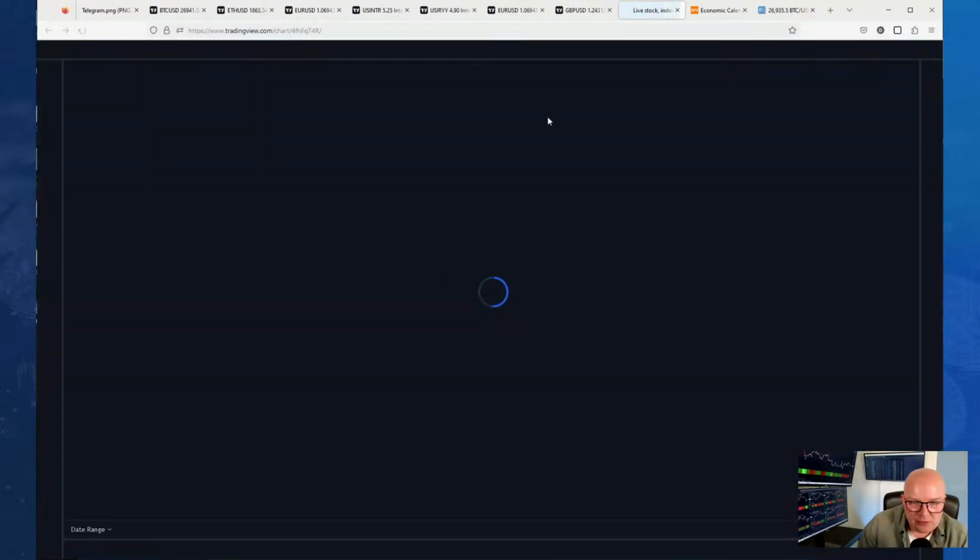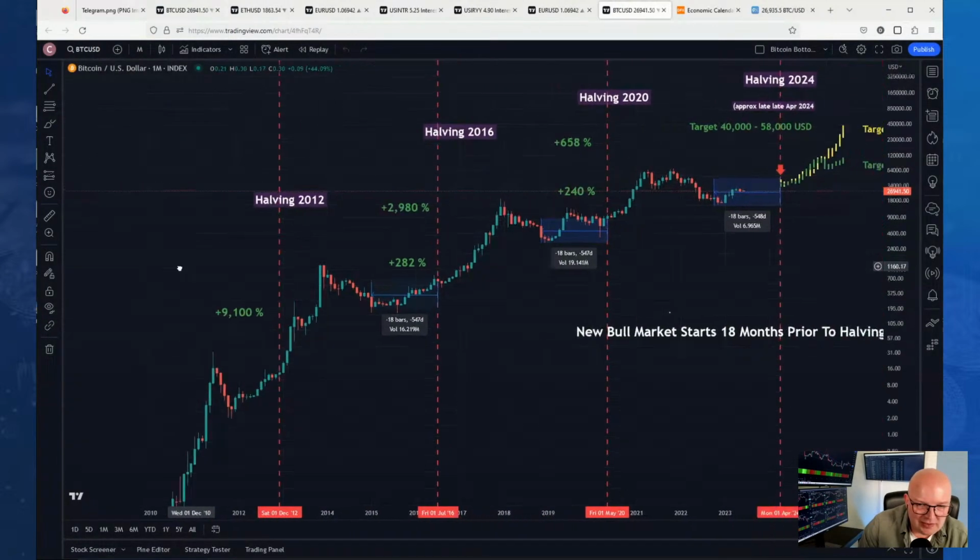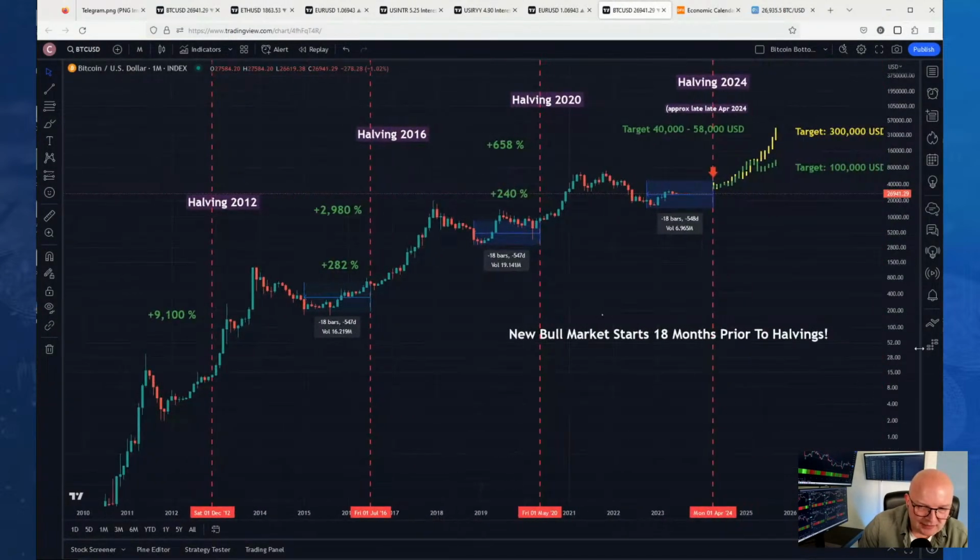So this one, I was talking about this chart on my last video already. Please check that out. For me, very important, the 18 months prior to the halving always. So this is this blue area here. You can see here prior to 2016, the halving of Bitcoin, 18 months prior to that, a new bull market was forming. Same in 2020.